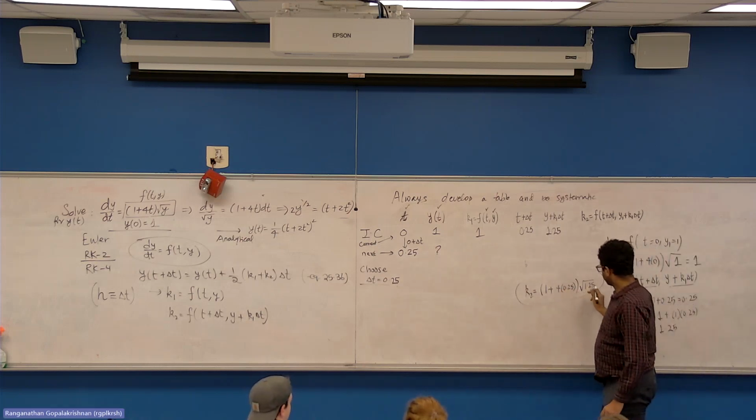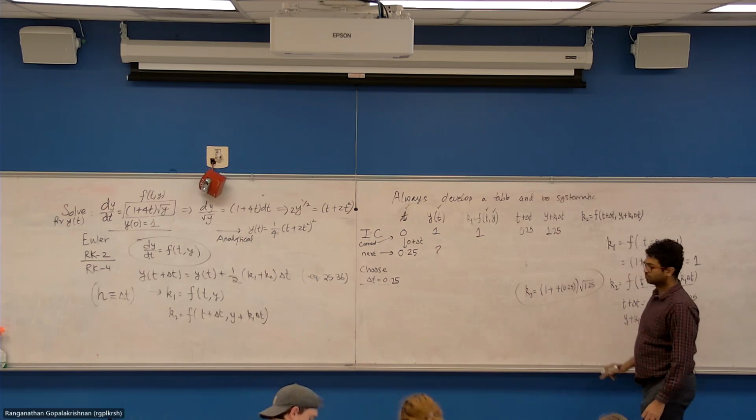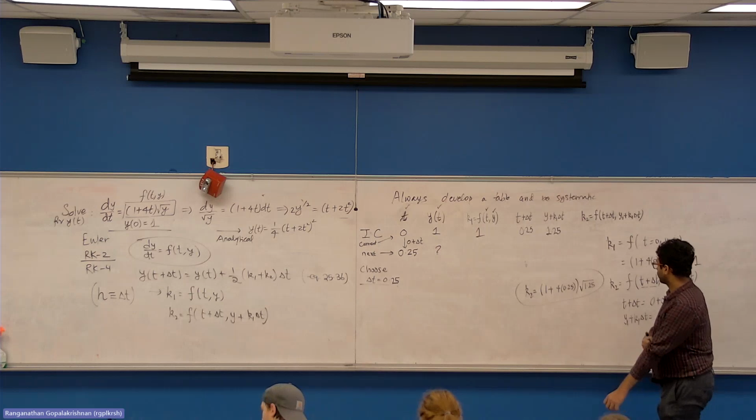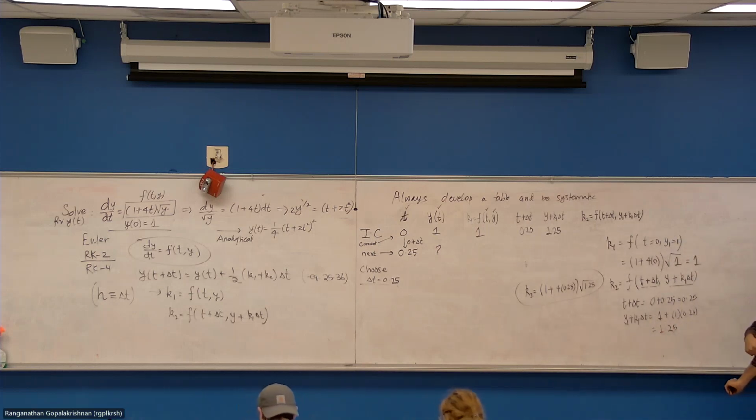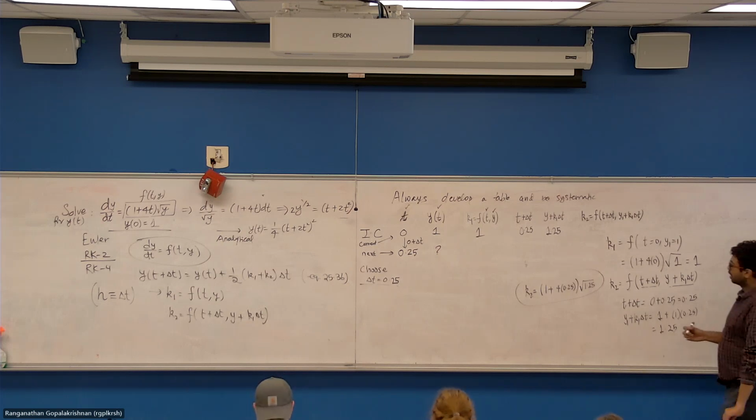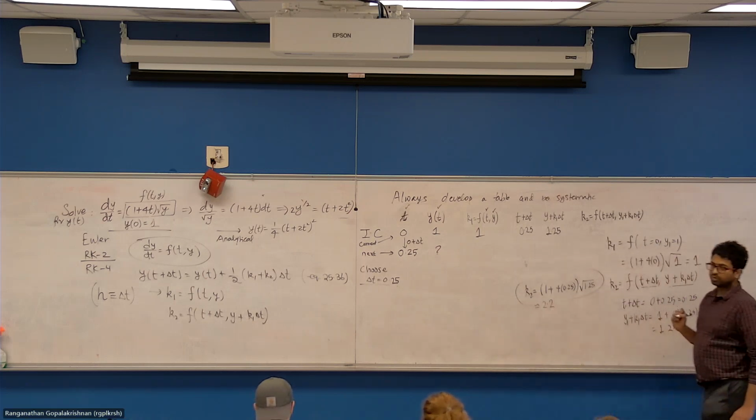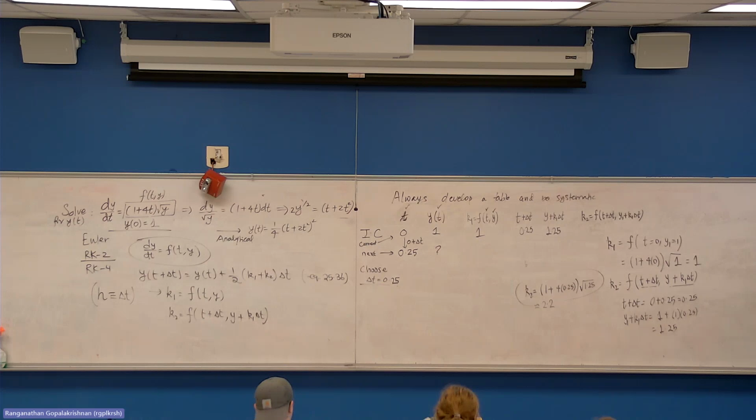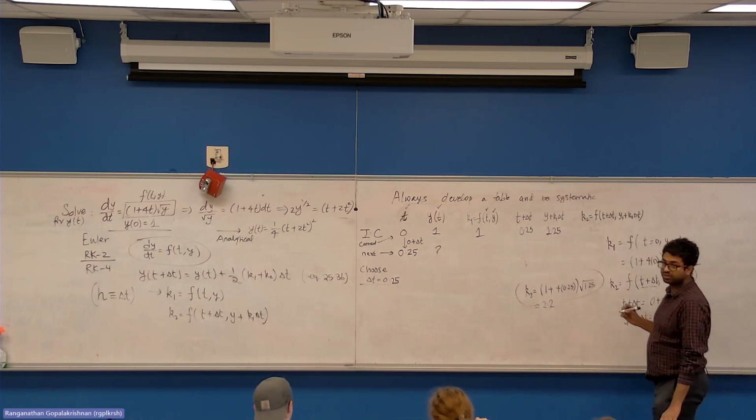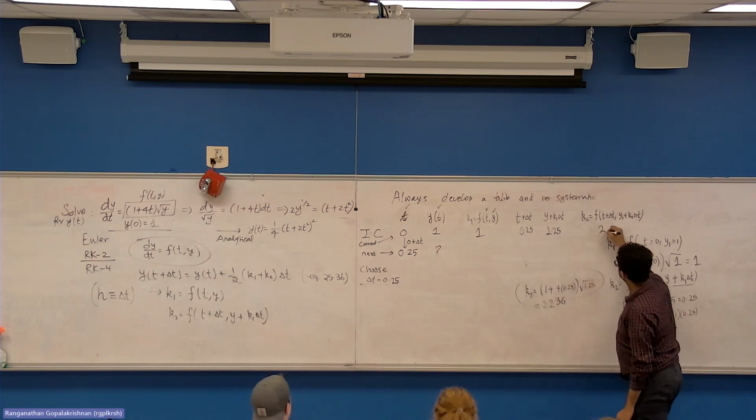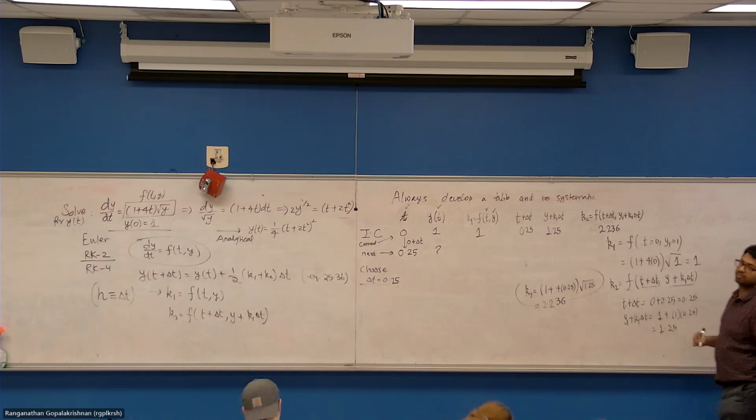So can somebody do this calculation and tell me? It is 2 times square root of 1.25. If I were to guess, I would guess this is about 2.2. 2.236. Are you okay, Tim?